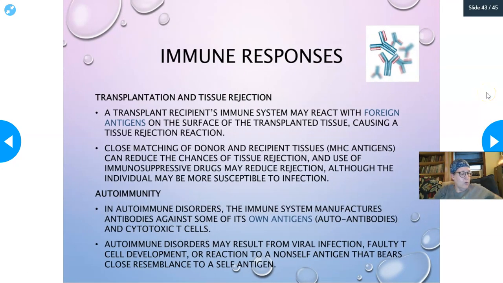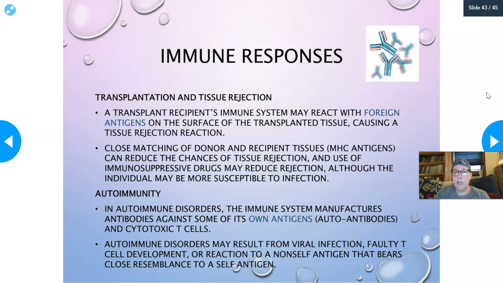And the last slide, or almost last slide, is transplant and tissue rejection. So a transplant recipient's immune system may react with the foreign antigens, because they're not his or hers, on the surface of transplanted tissues, causing a tissue reaction, a rejection reaction. So that is why we try to closely match donor and recipient, so that we can fool the immune system into thinking that the transplanted organ actually belongs there. The antigens that are matched are the MHC antigens, and we try to match those as close as possible, but you can also use immunosuppressive drugs that can reduce the chance of a rejection. But then the problem is you're suppressing the immune system, and then you're more susceptible to infections, right? But if it's needed, that's what we do.